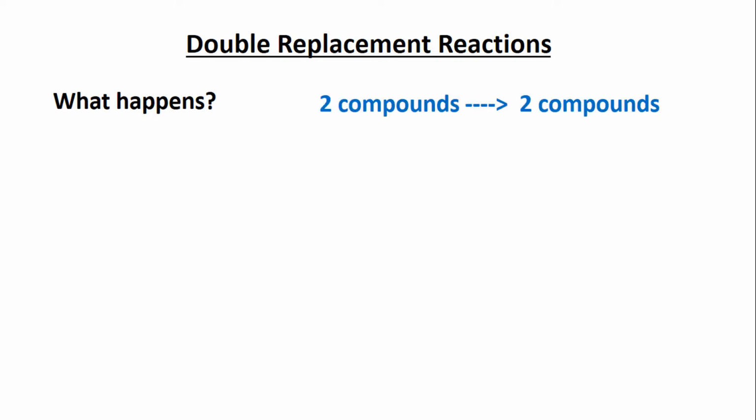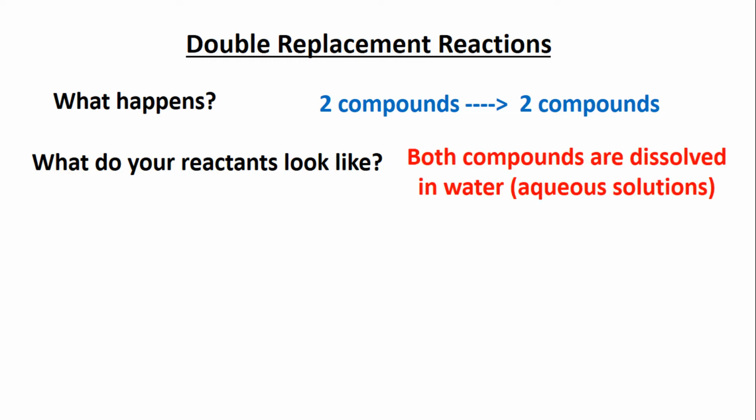There are several things to remember about double replacement reactions. As we mentioned earlier, in a double replacement reaction, we start with 2 compounds and we end with 2 compounds. I mentioned earlier that these compounds that were given as reactants are dissolved in water. We call them aqueous solutions.